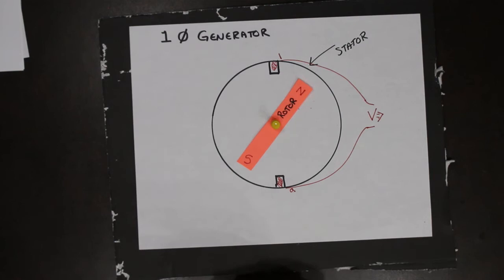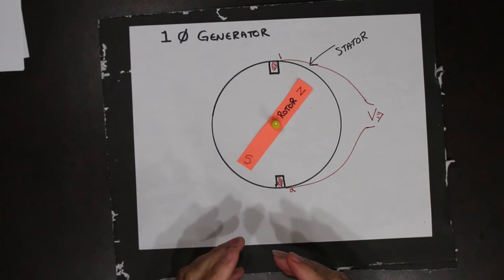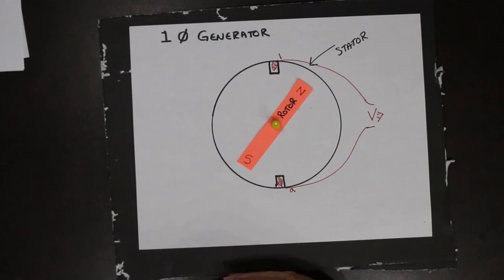Niagara Falls. So we have hydro generation. The force of the water coming over the falls is actually spinning the turbines at the bottom of the falls. That's the mechanical force.